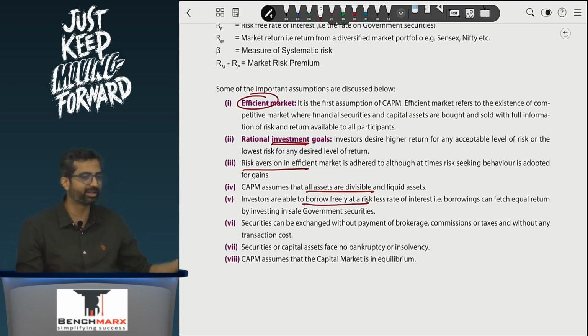But again, we will assume, every economic theory assumes. आप खुद चाहो आप theory बना ही सकते हो. I am telling you, you assume 50 different things and say if 50 things happen, then this will happen. वो तो होना ही है, right? Okay. So they assume that assets are divisible. You can borrow at a risk-free rate. You can borrow freely from capital markets. Securities can be exchanged without payment of brokerage, commissions, taxes, कुछ नहीं होगा.